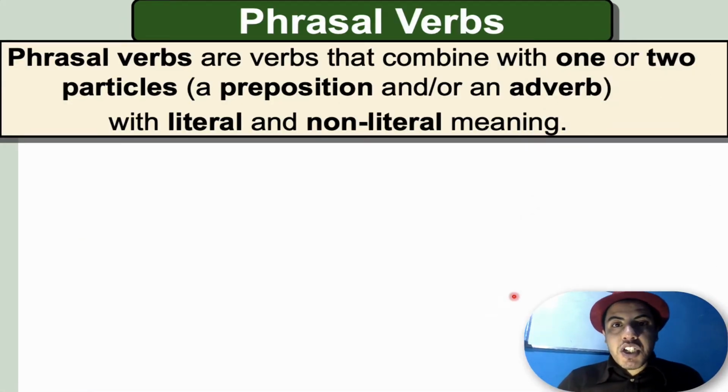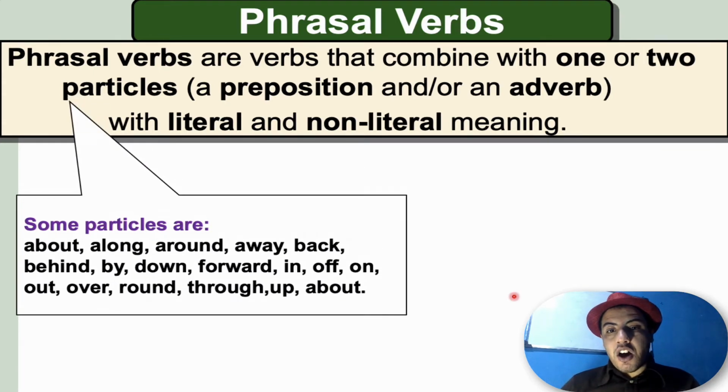So what is a phrasal verb? Phrasal verbs are verbs that combine with one or two particles. And what is a particle? A particle is a preposition or an adverb with literal meaning or non-literal meaning, as we saw before in the examples, right? So here are some examples of particles.